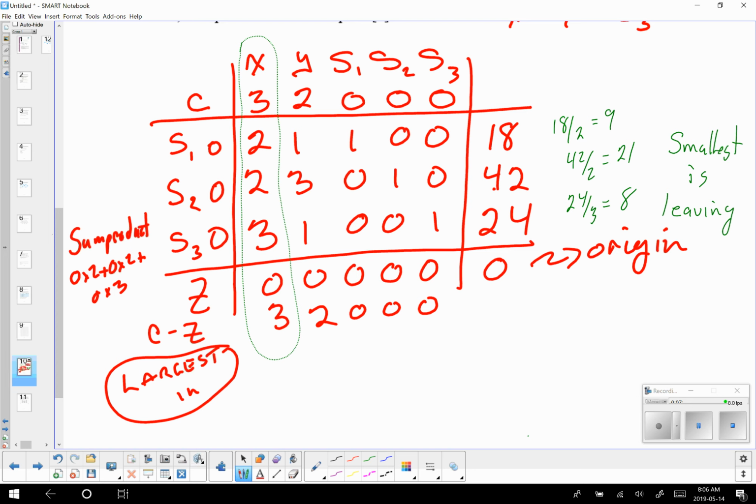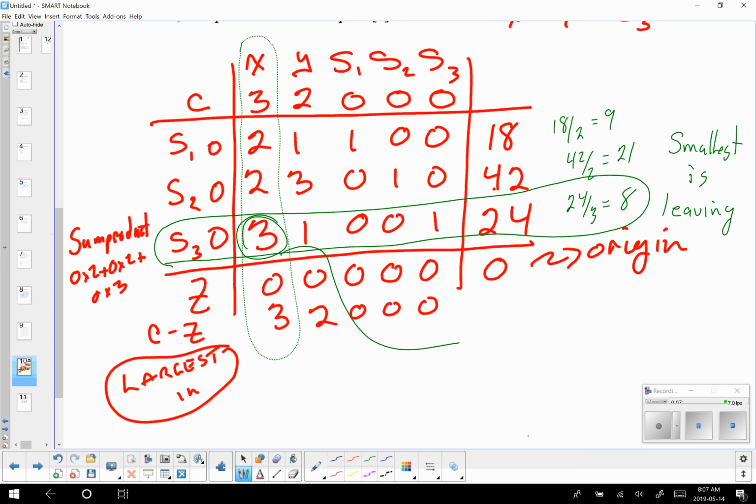So this is it. We find the largest in our C minus Z. Then in the cloud we've made for that, we divide our outside edge, and for that the smallest goes. So here, this one. And this is called the pivot point.